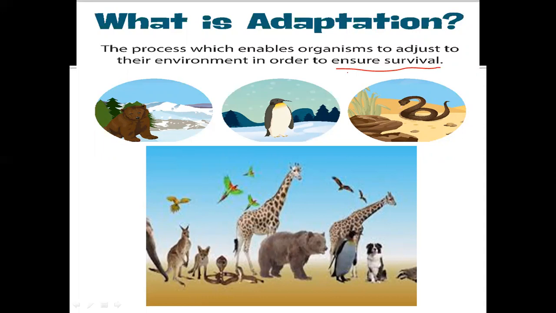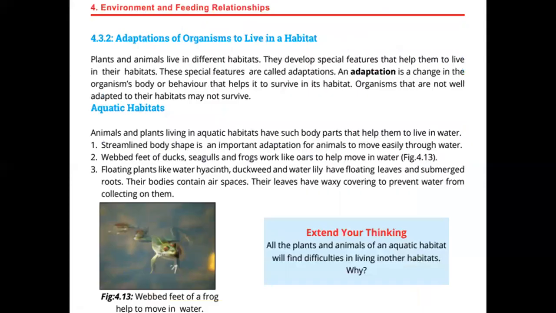You see, different types of organisms are present. Why has nature made them so? Because they have to be adapted and they have to make themselves according to their habitats. So an adaptation is a change in an organism's body or behavior that helps it to survive in its habitat. Organisms that are not well adapted to their habitat may not survive in that environment.